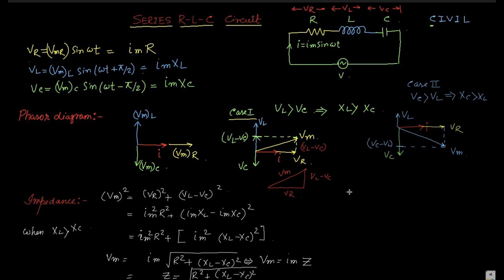So now you can write Vm square is equal to I naught... not Vm square, you can write Vm is equal to I naught into Z. So Z becomes root under R square plus XL minus XC square.